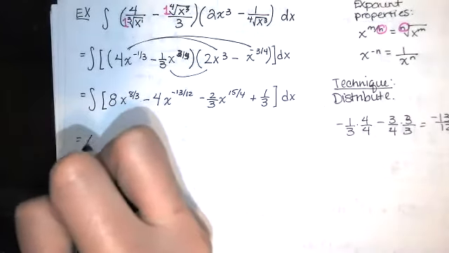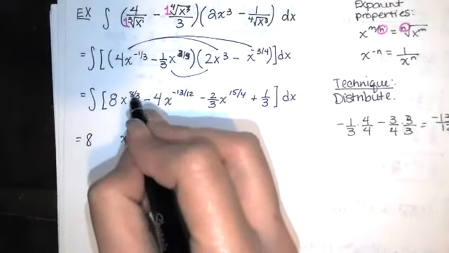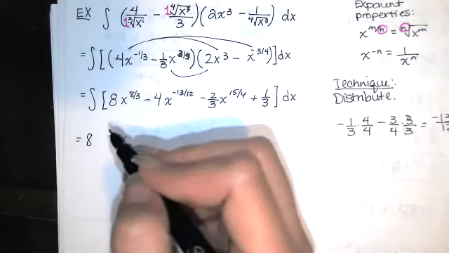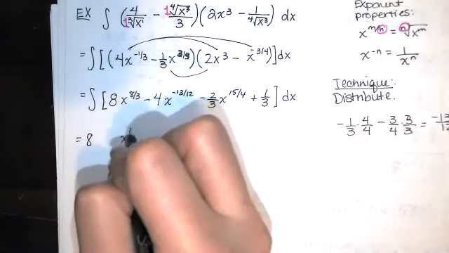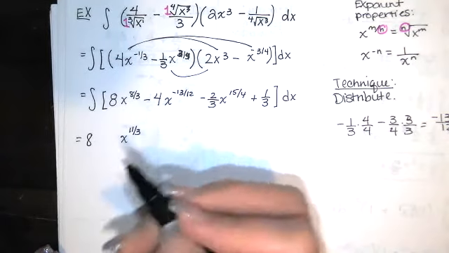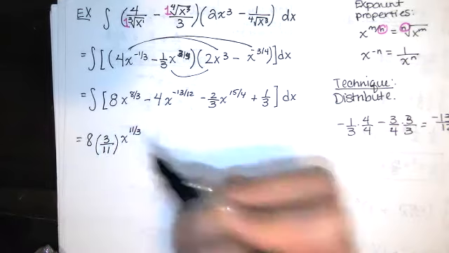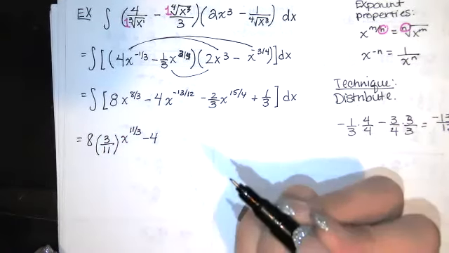So I bring my constants down. Then we add 1 to the exponent. So I've got 8/3 plus 1. That's 8/3 plus 3/3 is 11/3. And divide by the new exponent. Dividing by this fraction is multiplying by the reciprocal. So we'll multiply by 3/11. Bring the negative 4 down.